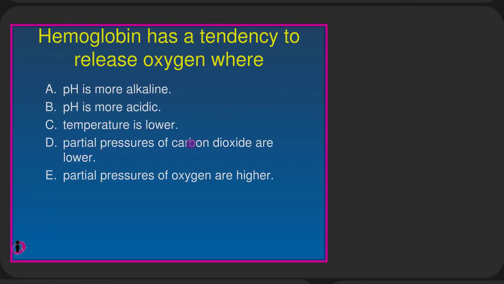Hemoglobin has a tendency to release oxygen where? When pH is more acidic. So here's a good multiple choice test-taking skill: you know it has to be A or B because they're opposing. Hemoglobin has a tendency to release oxygen when acid is released, so when pH is more acidic. It would be when temperature is higher. It would be when partial pressures of carbon dioxide are higher. It would be when partial pressures of oxygen are lower.